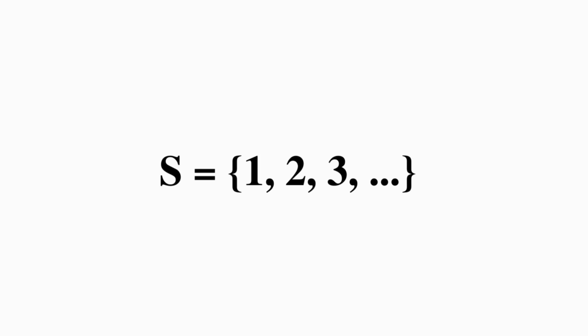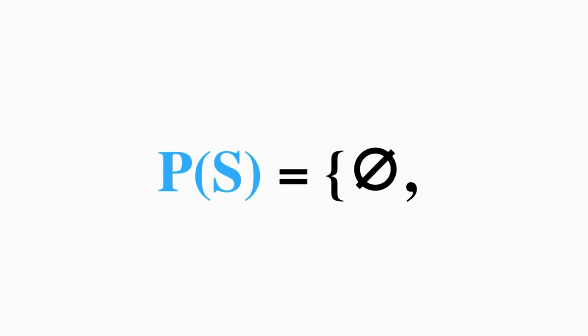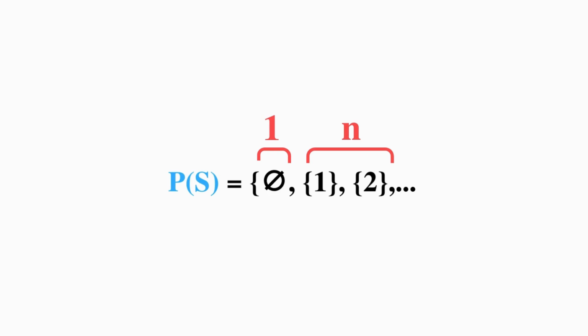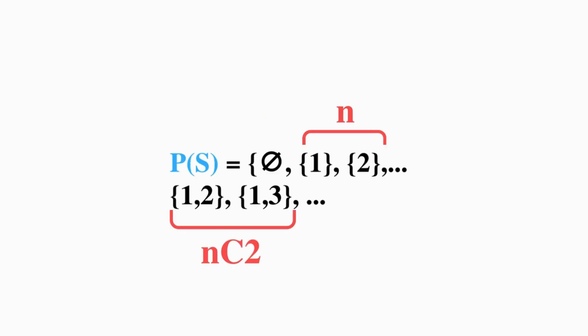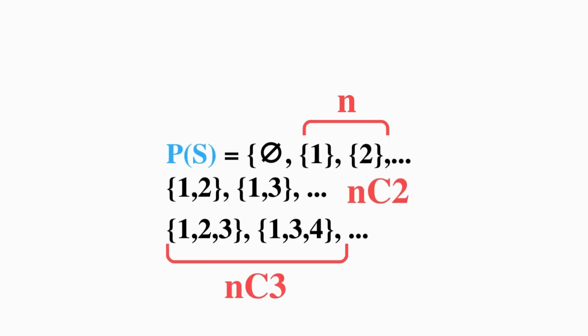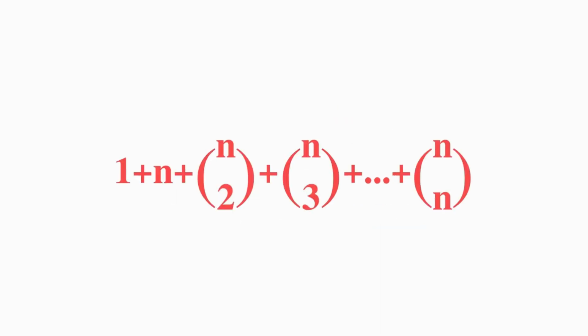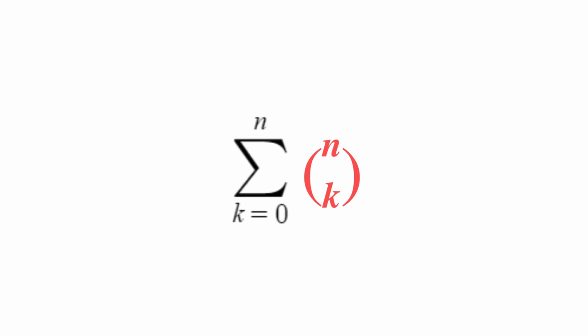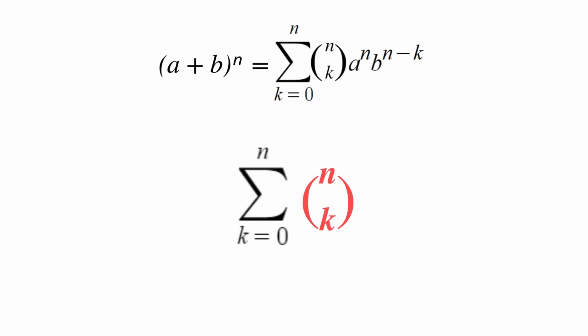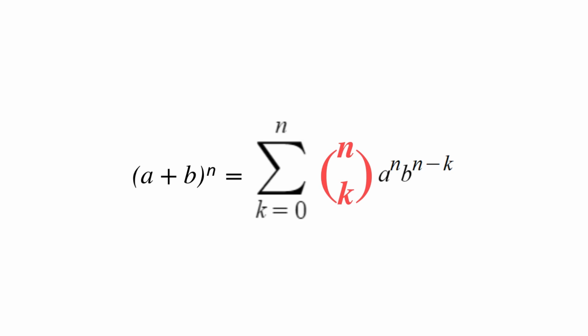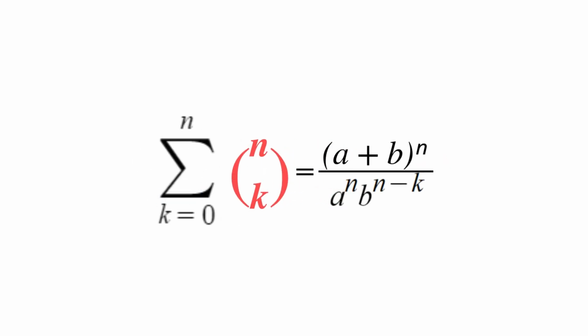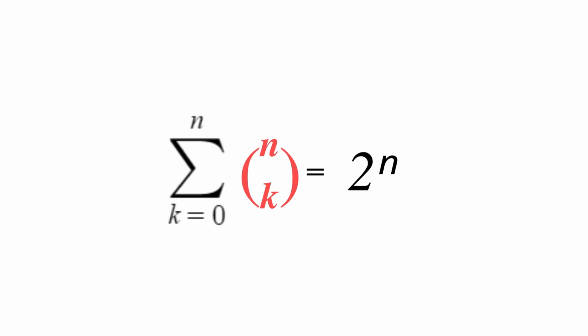If set S has n elements, the power set of set S would have the null set, plus n subsets of 1 element from set S, n choose 2 elements, n choose 3 elements, and so on, until n choose n. Write everything down and we get this. That would equal this. See something familiar? Now just arrange stuff. Let a and b equal 1, and that is where the equation came from.